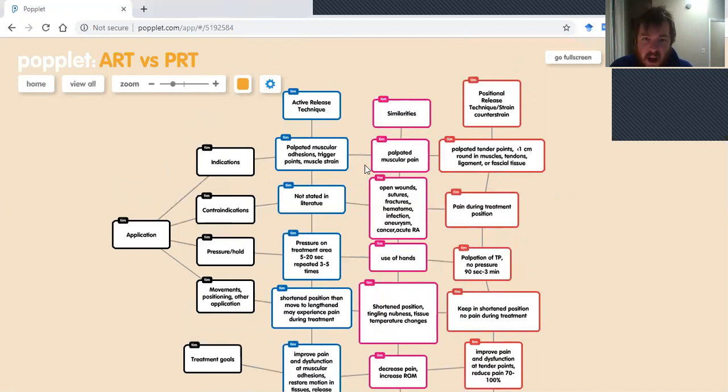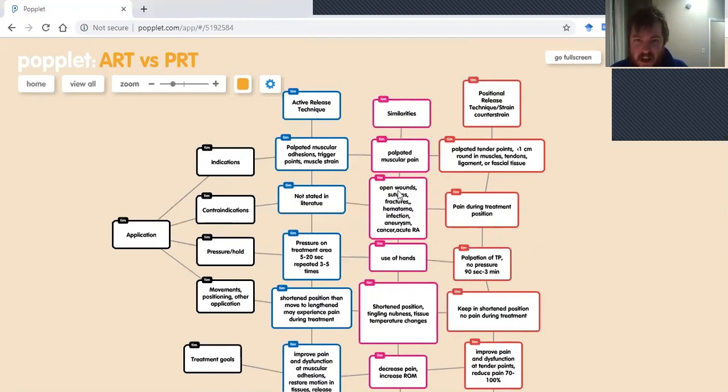Now, contraindications. I could not find a lot of contraindications stated in the literature for active release technique. The only one that was different for PRT was pain during the treatment position. The whole point of PRT is to have the patient in a position without pain, and you're holding that for a certain period of time. So you don't want them to be in pain. You want them in a position of comfort, which we'll get into in a little bit.